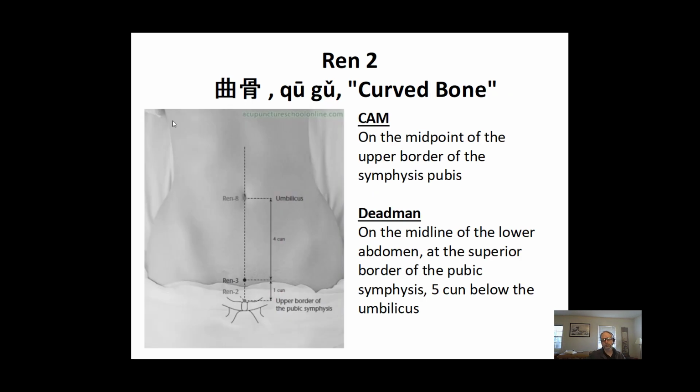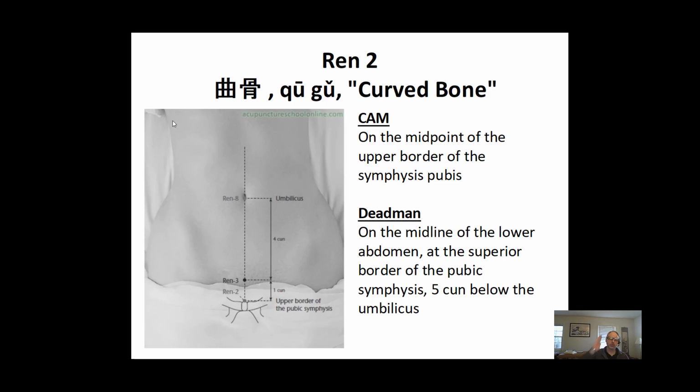Ren 2. So, from the umbilicus to the pubic symphysis is 5 sun total. From the belly button down to the pubic symphysis.